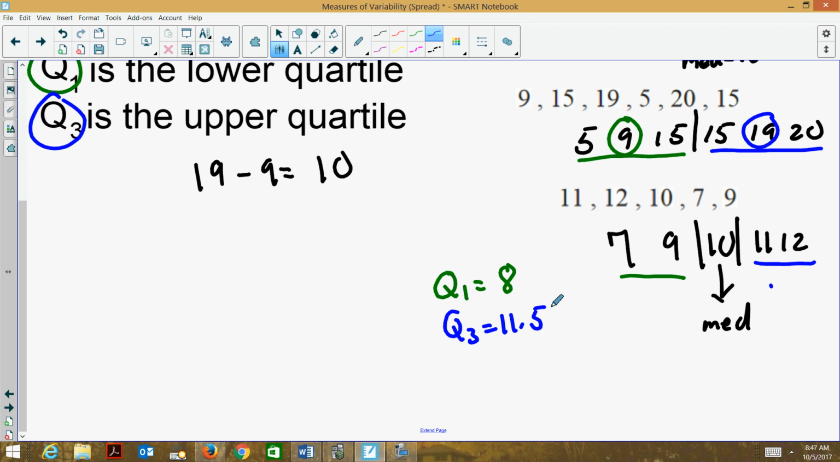So it works the same way as the median. When you have an even set in the lower quartile and upper quartile, you need to find the average of the two middle numbers. So once I have those values, I'm again able to find my interquartile range, which is the difference between these two values, 3 and a half. So this is my interquartile range.